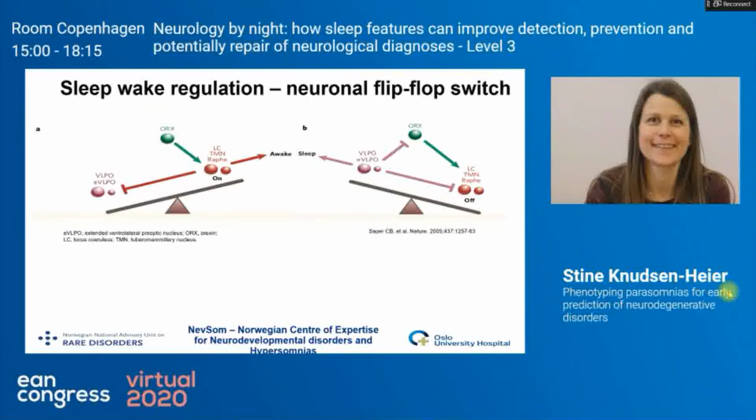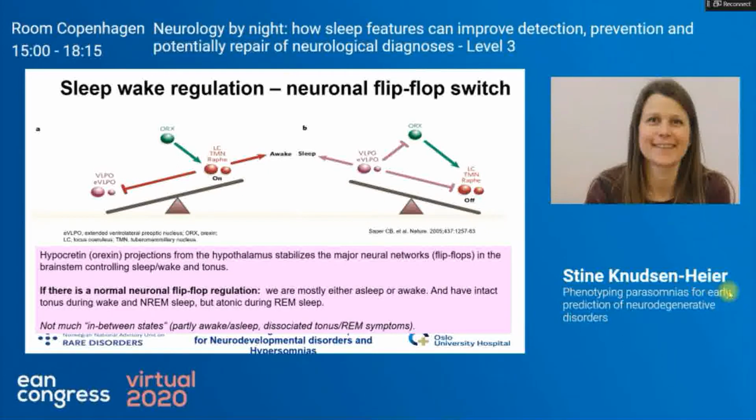Sleep and wake are regulated, as I said, by nuclei in the brainstem and the midbrain, but these mutually inhibit each other or exclude each other. That's how it is normally anyway. So here you see this way it's organized via a neuronal flip-flop switch system where you are either awake or asleep. The system is regulated by the hypothalamus, by the orexin system or the hypocretin system, which is located in the hypothalamus. And if there's a normal neuronal flip-flop regulation, this system ensures that we are mostly either asleep or awake.